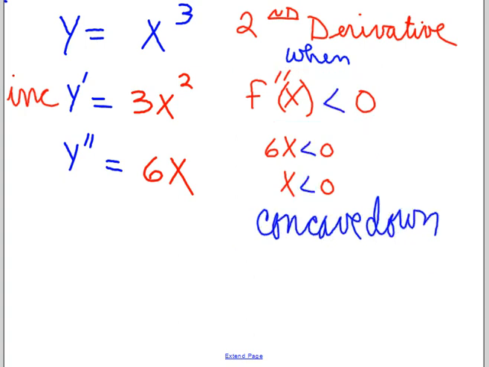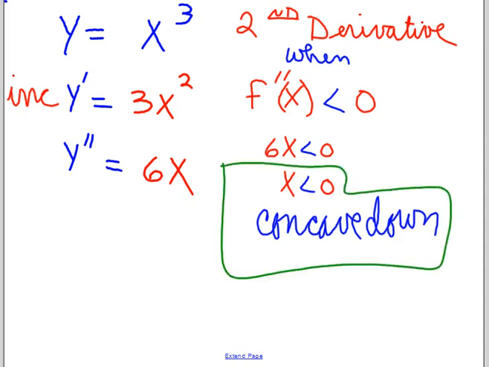And if I wanted to show concave down, I just need to turn that thing around. Where is the second derivative less than 0? Right, this is increasing concave up.